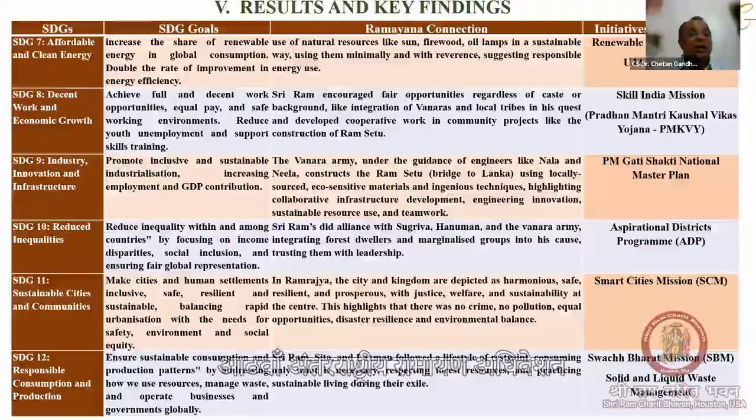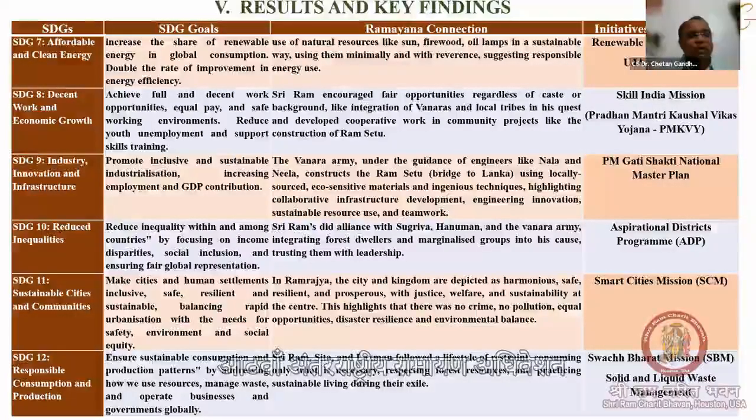In respect of reduced inequalities, we focus on reducing inequality within and amongst countries by focusing on income disparities. Sri Ram made an alliance with Sugriv, Hanuman, and the Vanars, integrating forest dwellers and marginalized groups. The Aspirational Districts Programme is currently followed by the country.